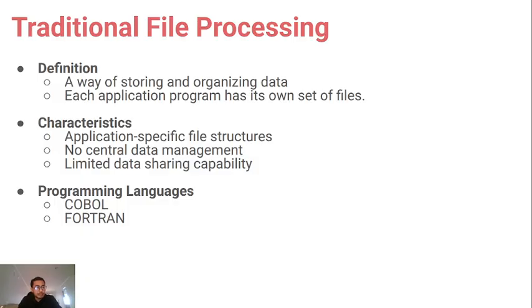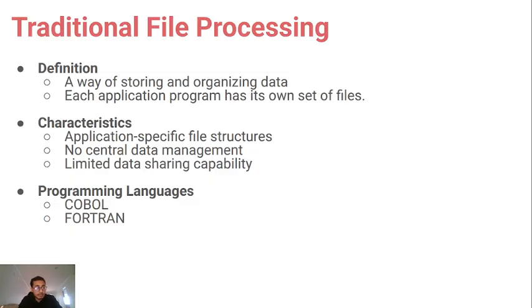So, traditional file processing is a way of storing and organizing data in which each application program has its own set of files. This technique stores data in distinct files, with each program having its own file management procedures for creating, accessing, and manipulating these files.